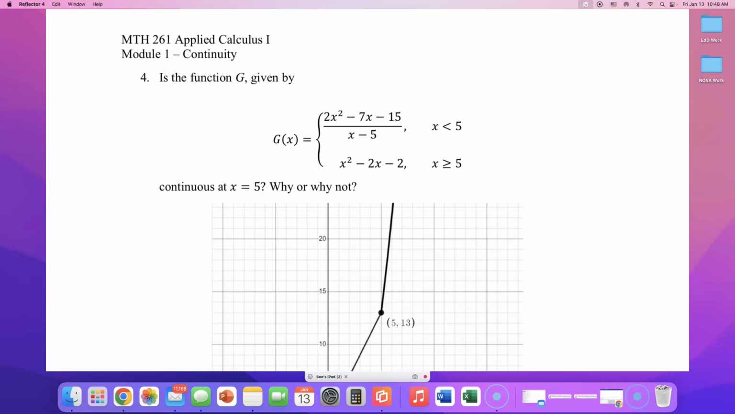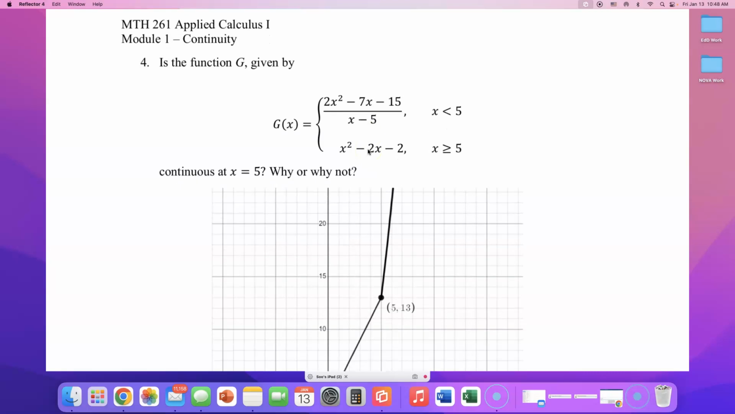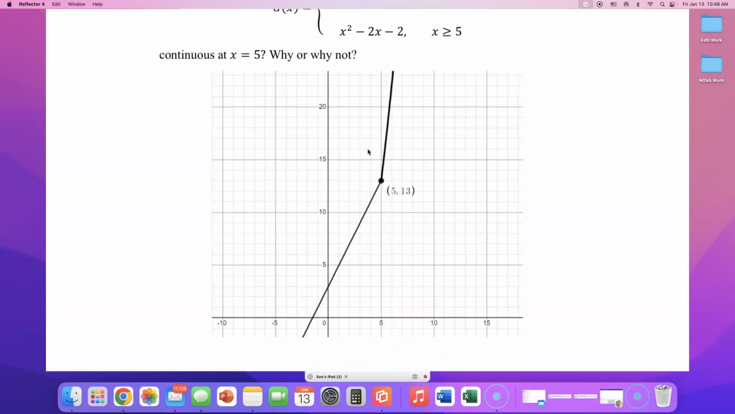Is the function g continuous at x equals 5? Why or why not? So what I did was I graphed this piecewise function using Desmos graphing calculator and saw that this graph, from the left and from the right, they meet at 13. It's continuous at x equals 5, yes. But how do we write that down using the definition of continuity?